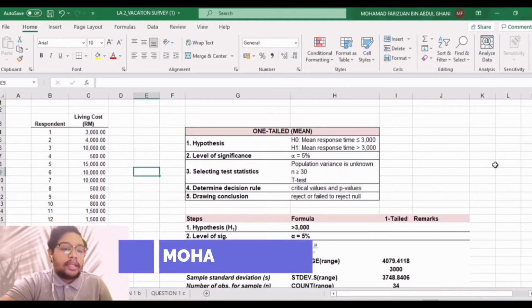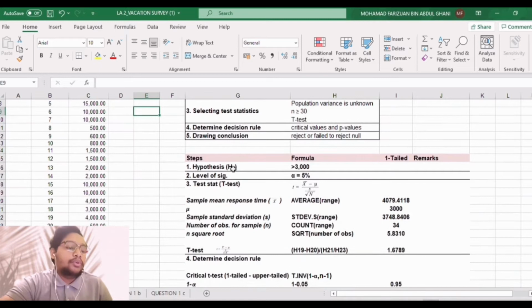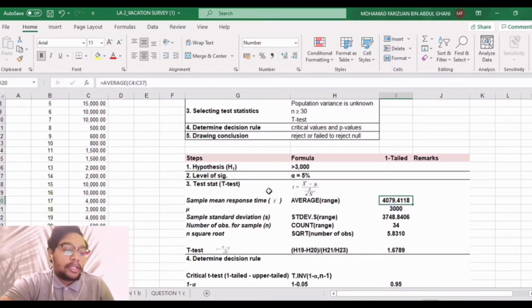Okay, for question 1A, I use the hypothesis test with one tail, upper. Step 1, we need to state the hypotheses and the level of significance, alpha equal to 5%, and then the test statistic we need to calculate for the sample mean response time.